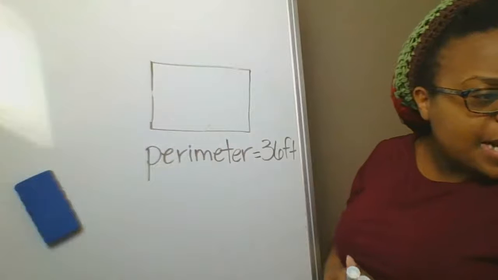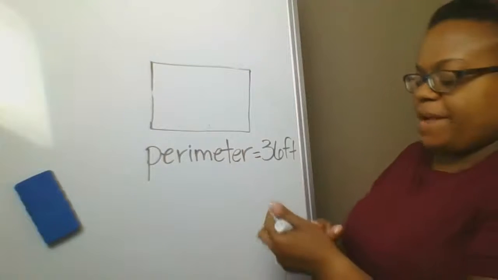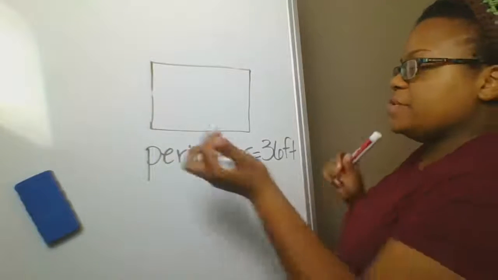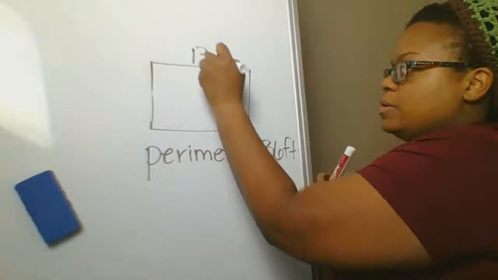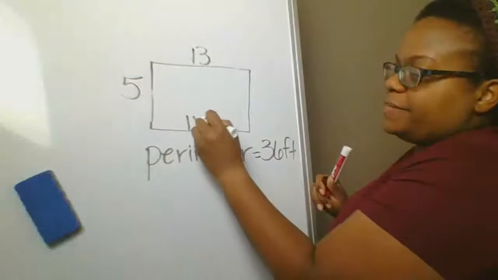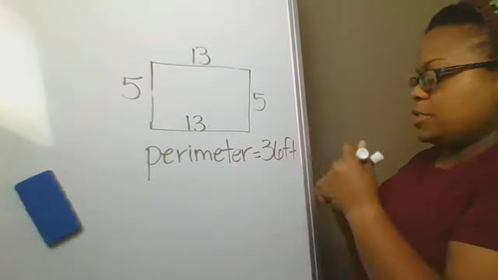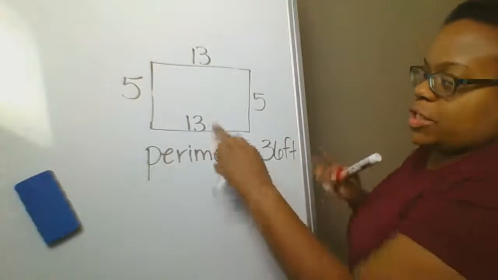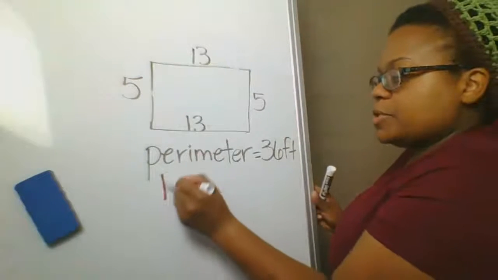All right, the next option was 13 by 5. So I'm going to label it just as I've done before. 13 by 5. And so I'm going to go ahead and start with my equation. I'm going to add up my two big numbers first.